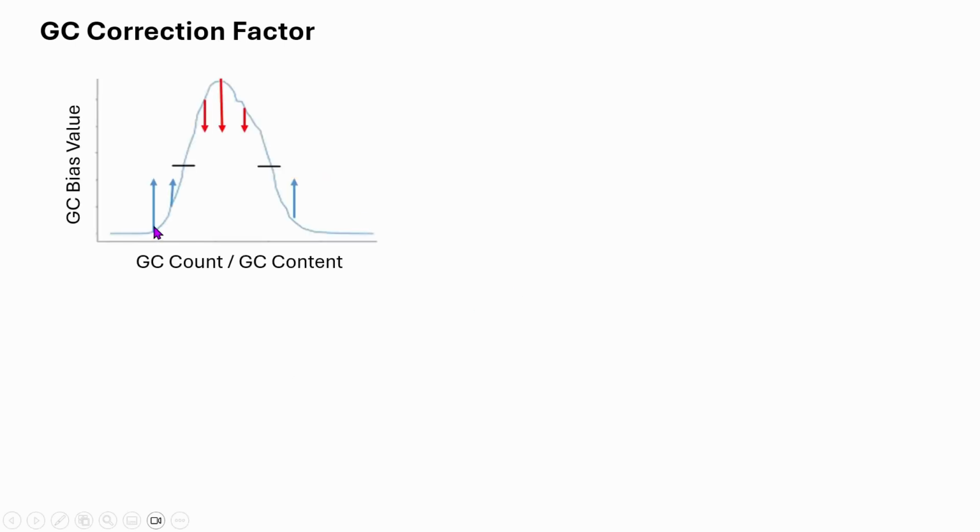So how do we get the GC correction factor? For places with lower than expected GC bias value, we are going to have to increase the count. For places which have bigger than expected GC bias value, we are going to have to decrease their count artificially. So the GC correction factor for each GC count is the inverse of its bias value. So if this bias value is 3, then the GC correction factor for this region will be 1 by 3.